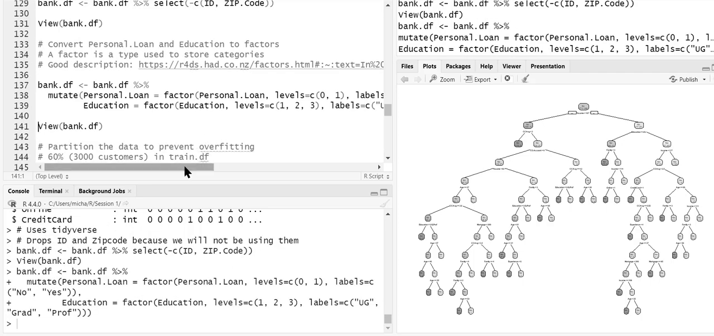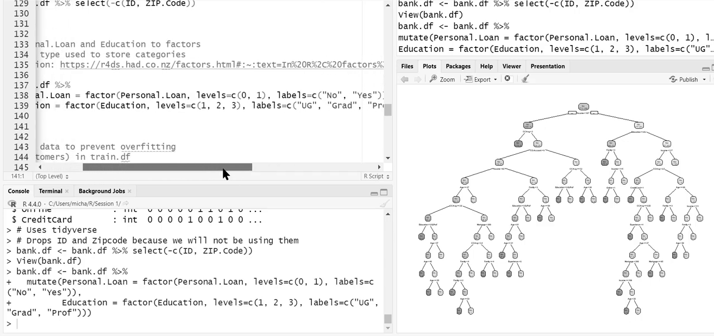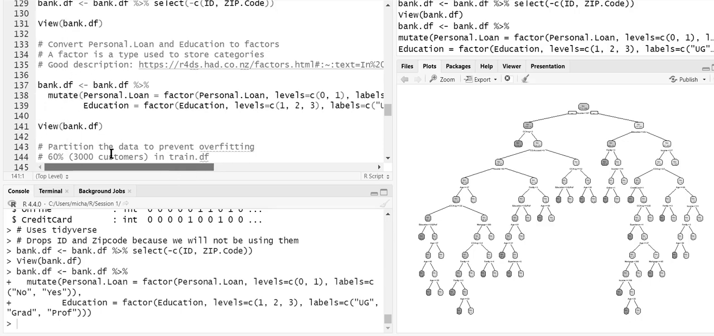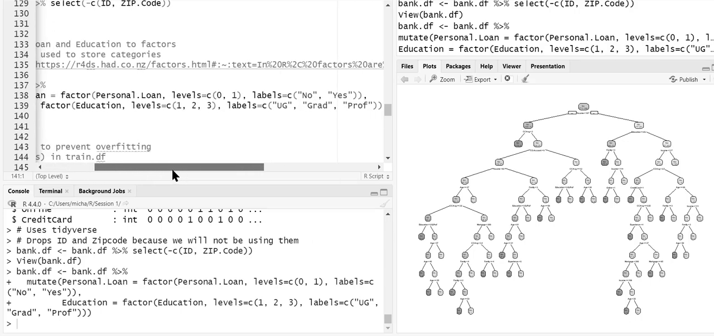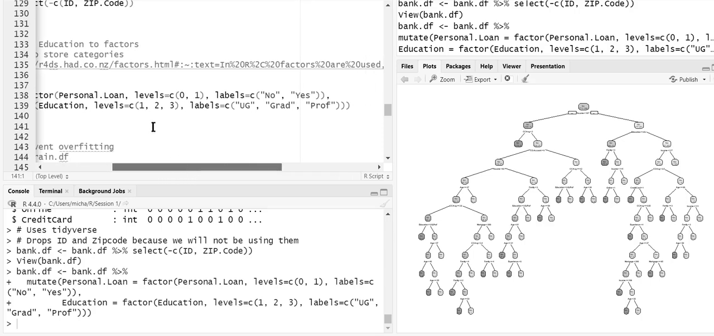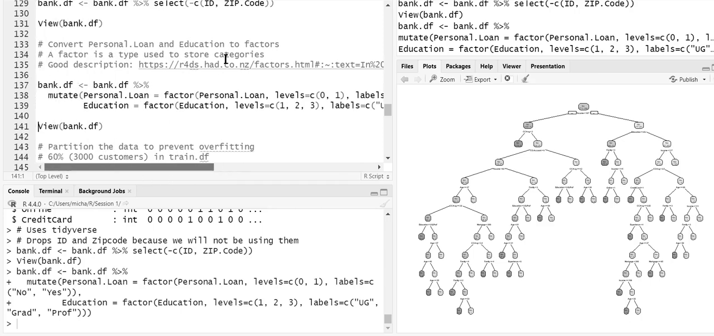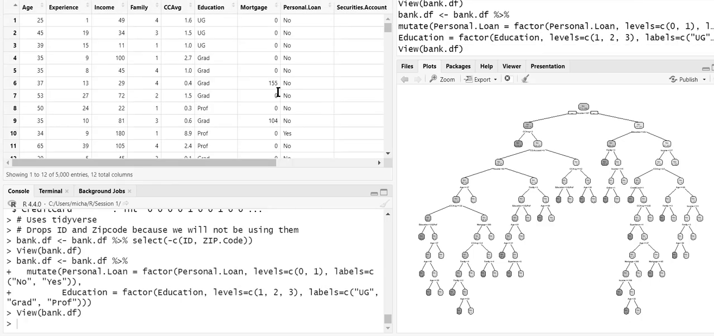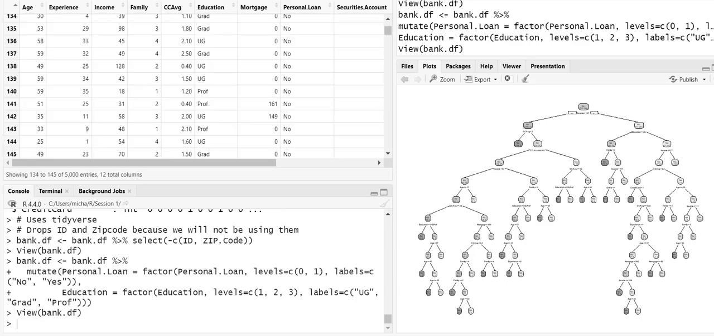Okay, then the other thing that we're going to do is turn personal loan and education into factors. And it's very easy to see how this works. So we use mutate on the data frame, and we create this factor called education, and the levels 1, 2, and 3 correspond to the labels undergrad, grad, and professional. And then for personal loans, 0 and 1 correspond to no and yes. So we're basically mapping 0 to no and 1 to yes when we do that. And so when we look at the database now, you can see, for example, education, undergrad, grad. And then critically, personal loan, whether or not they're responding to our personal loan offer is now no or yes.